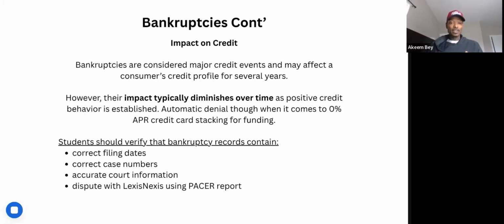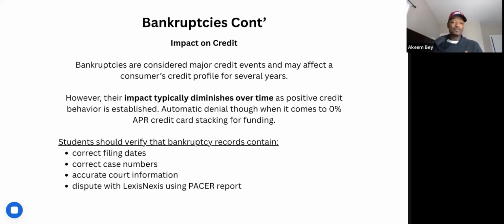Now, bankruptcy impact on your credit. Bankruptcies are probably the worst thing that can happen to your credit, right? It's considered one of the most major credit events and can definitely affect your profile for several years. However, their impact typically diminishes over time as positive credit behavior is established. But it's an automatic denial when it comes to 0% interest APR cards and certain other types of funding with certain lenders. It'd just be like having too many inquiries as well. That's another automatic denial.